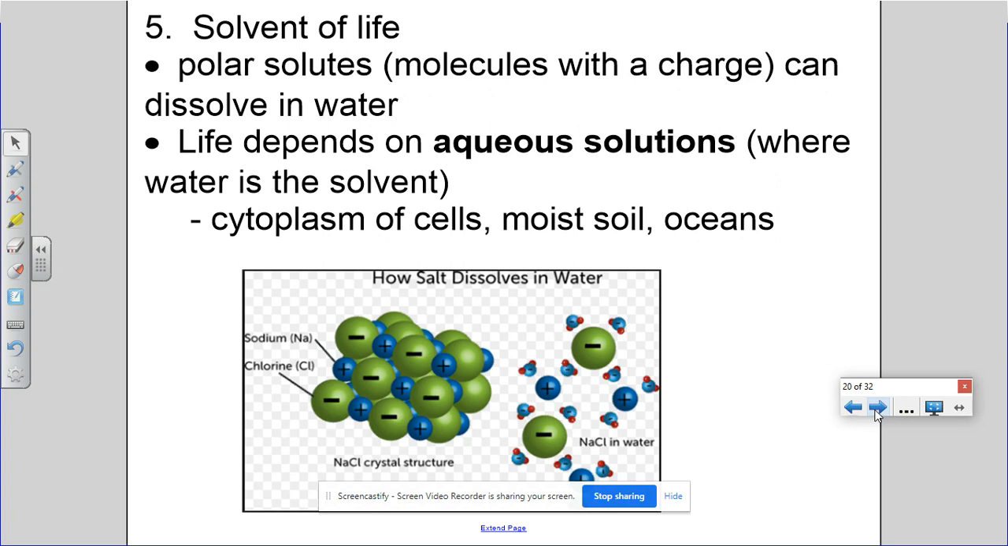For example, most of our bodies are made of water. The cytoplasm inside of our cells is mostly water. Lots of other organisms, microorganisms especially, have to live in some sort of wet environment like moist soil, oceans, etc.